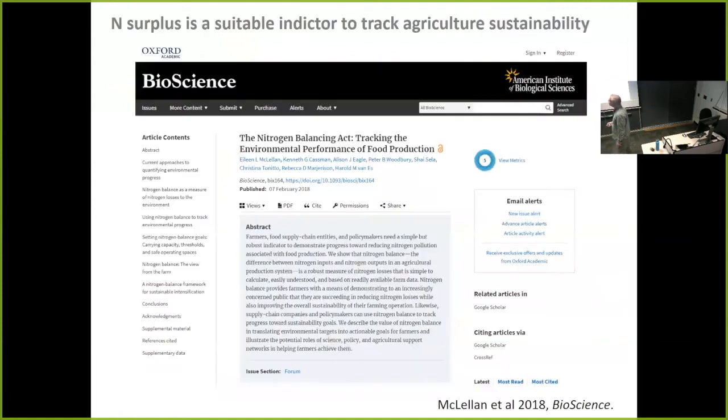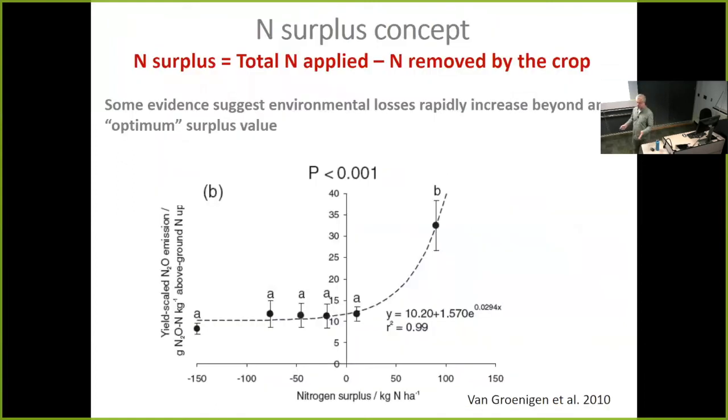And in a paper just recently accepted to BioScience, we think that an index called the N surplus, or N balance, is a suitable index for that. It's a very nice paper, freely available on the BioScience website. So what is N surplus? It's a very simple index. It's N inputs, either by fertilizer or by manure or other organic sources, minus the amount of N which is removed by the crop. So what's left behind, the surplus, is the index.